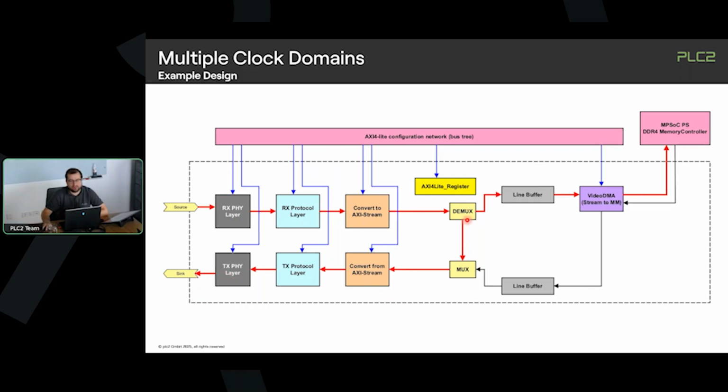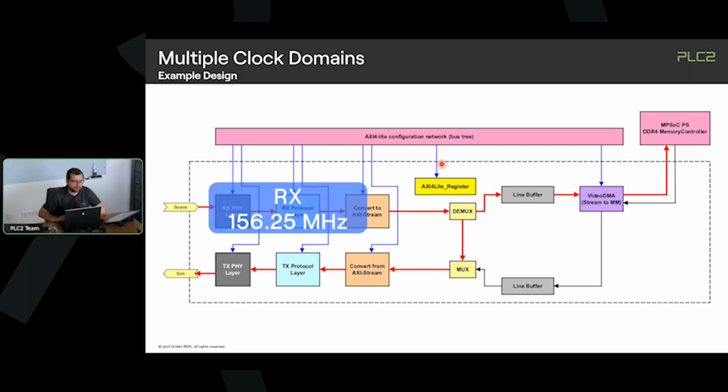And we have here with a demultiplexer a way to switch our data streams internally with a line buffer. We can go to a DMA and bring our recorded data or our measured data into some kind of DDR4 memory. Everything in here is controlled by an AXI4-Lite configuration network, which is a tree of network components in AXI-Lite.